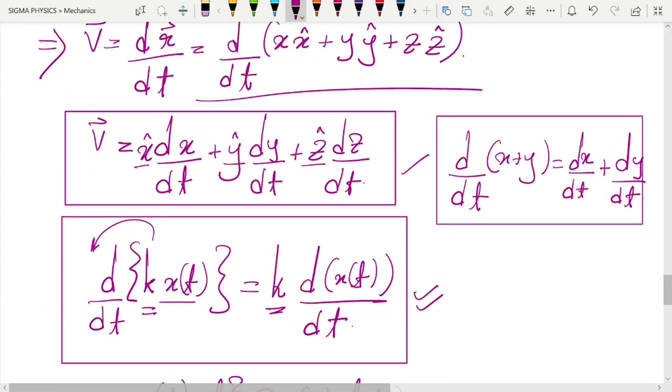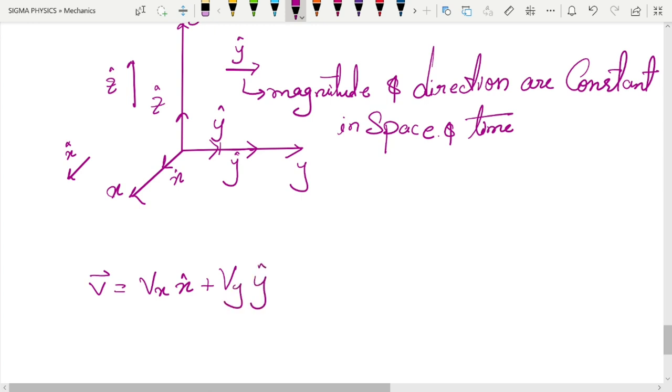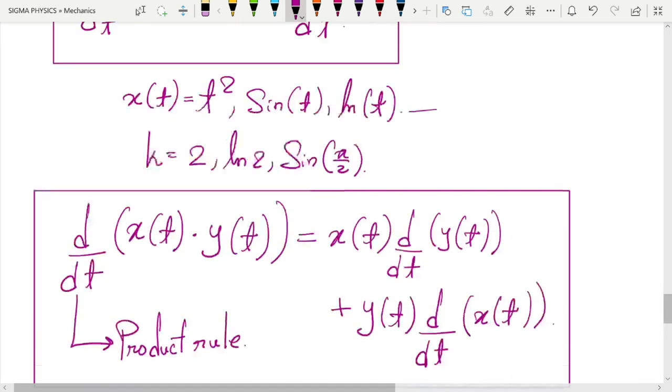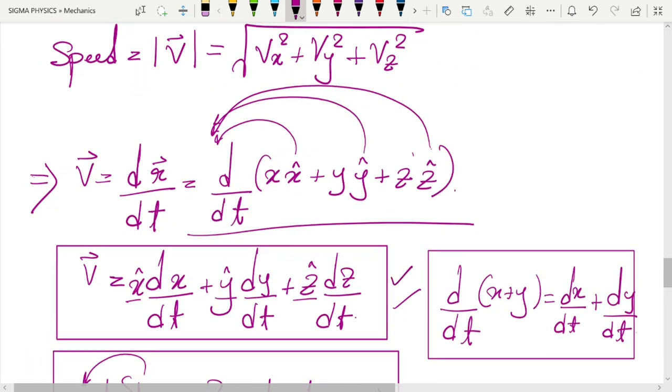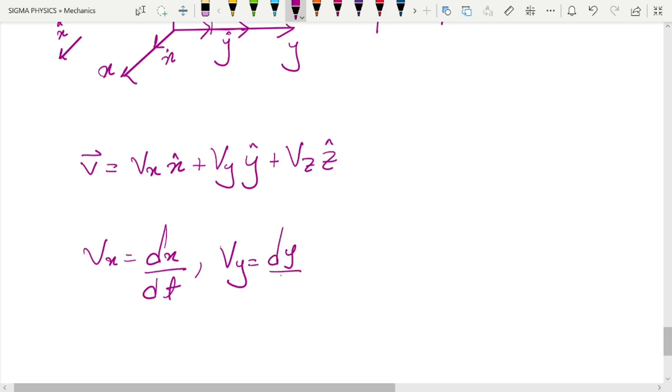Now from over here we can say that the velocity is equal to vx x cap plus vy y cap plus vz z cap. Look over here from this equation, and as you can easily see, vx is equal to dx upon dt, vy is equal to dy upon dt, and vz is equal to dz upon dt.